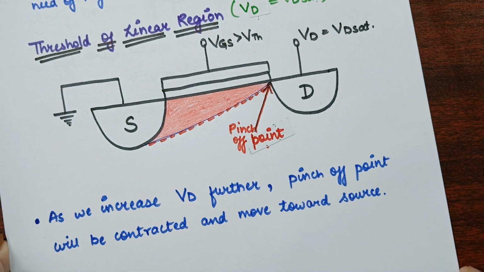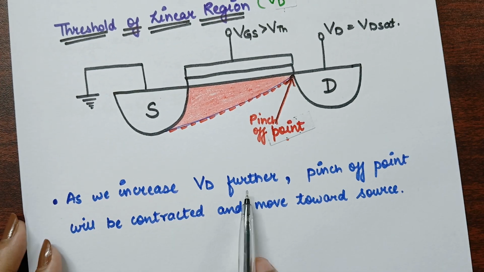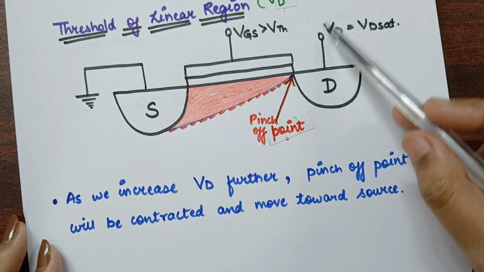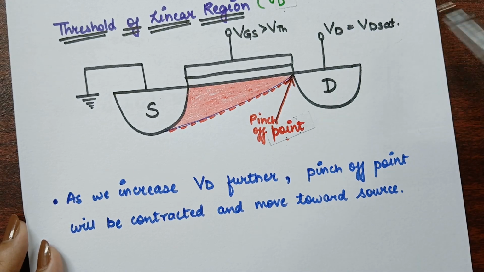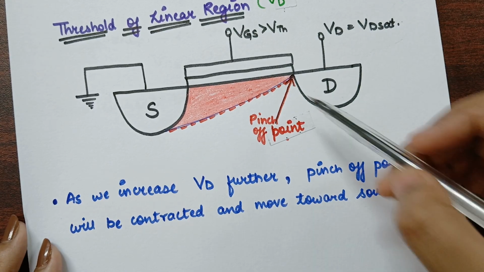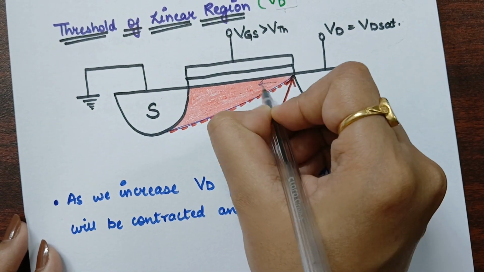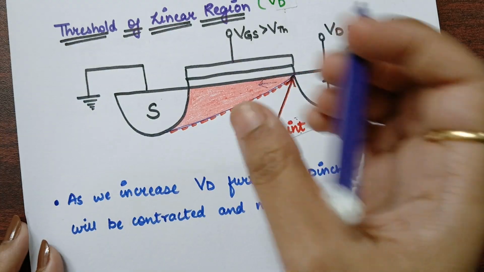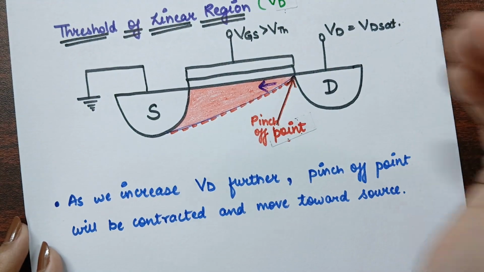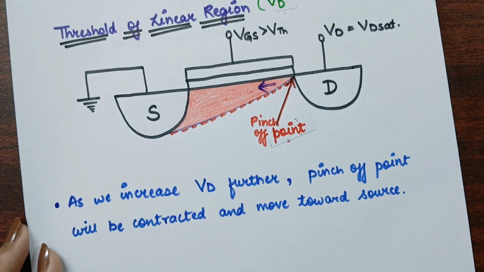This layer is only touching at a point, so this point is called the pinch off point. Is it clear? As we increase this VD value further, the pinch off point will contract and move towards the source direction.